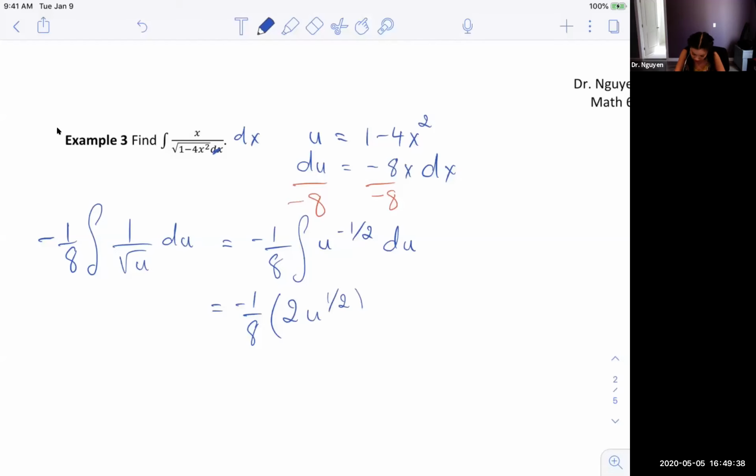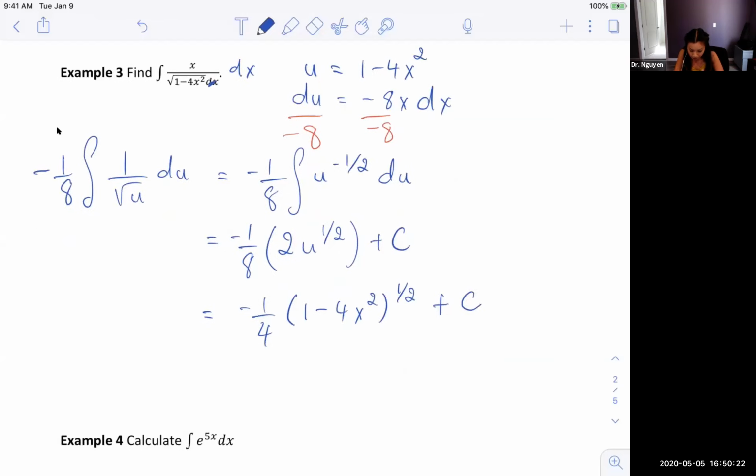There, plus c. So we can simplify this part right here: negative 1/8 times 2 is negative 1/4. And then I can put it back. Instead of u, we have 1 minus 4x squared to the 1/2, plus c. Okay. Don't forget, you can always check your answer by taking the derivative, right? Because we did an antiderivative here.